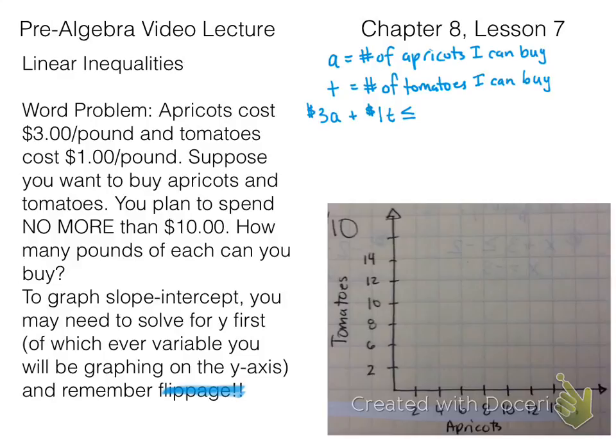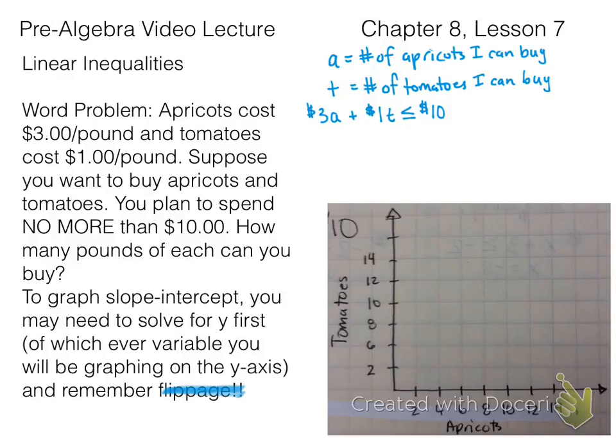So it's or equal to, but the amount I spend on produce, that would be apricots and tomatoes, has to be either less than or equal to the amount of money I have, because I don't want to owe the farmer or whoever's selling me my produce money, right? So I have to spend the money I have or less than the amount of money I have, all right?